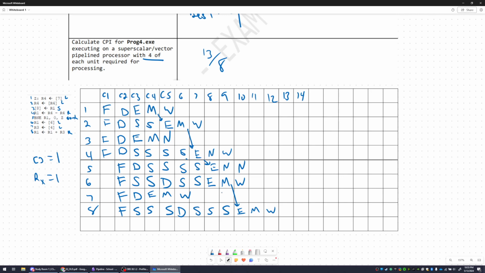Line 6 is waiting on that to finish. Line 6 is waiting on line 5 to finish. So this has to stall, and then this has to stall, exec, no, not write back, like this. Right now it's right, I think.